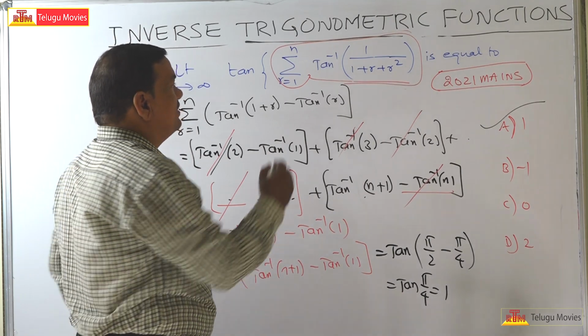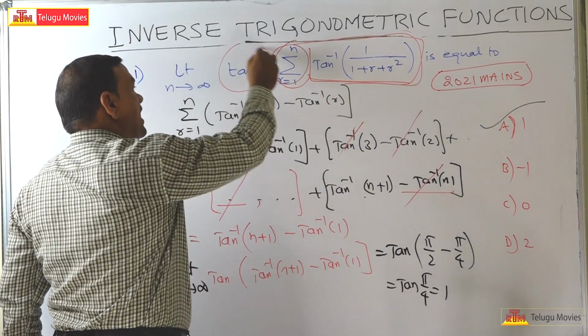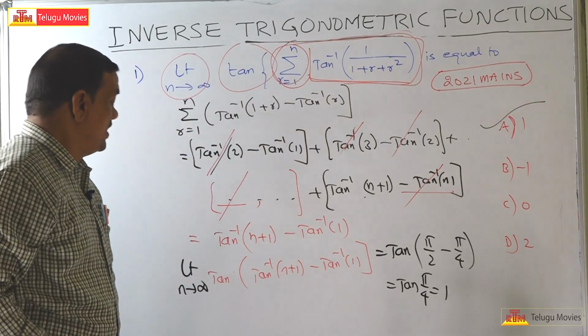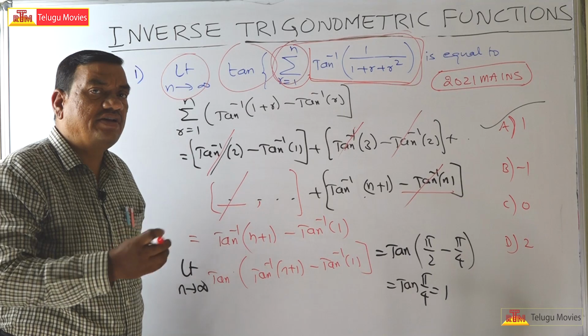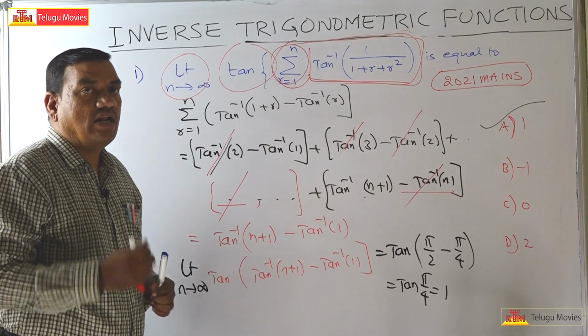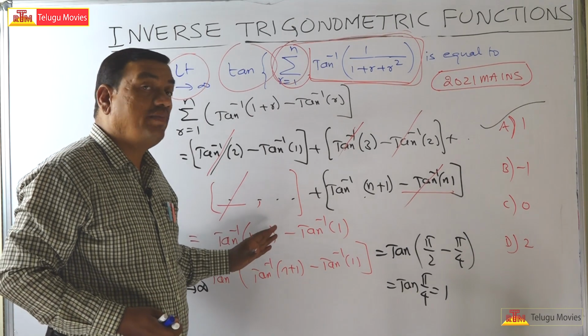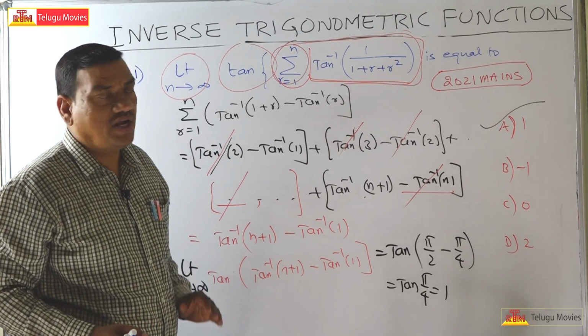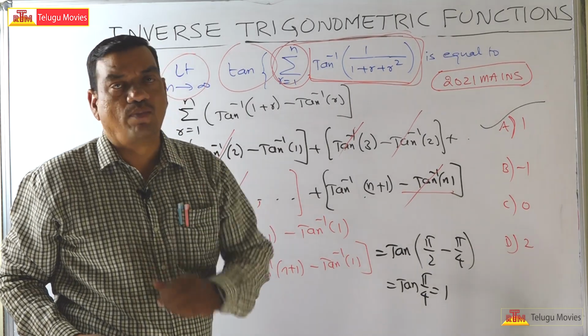We started from here. Next I applied sigma, next tan, next n tends to infinity. As I already told you, the calculus part is very, very minute here. The only thing is inverse trigonometric functions and trigonometric functions. I hope that you understand these questions. Let us go for the next problem.